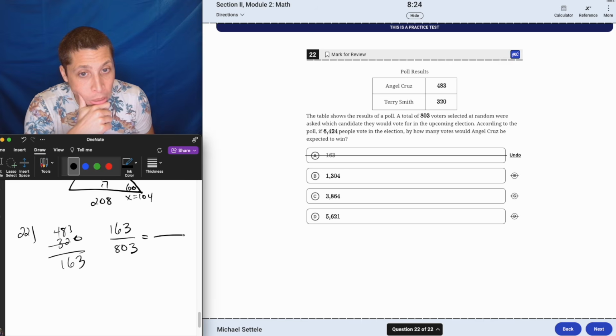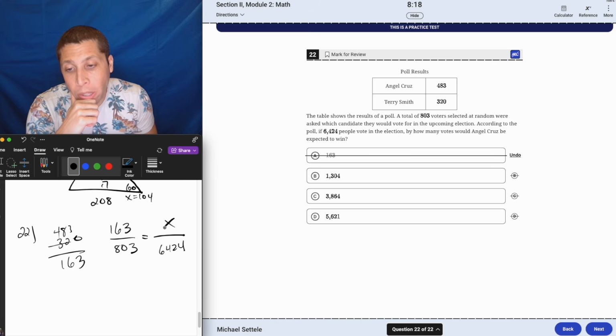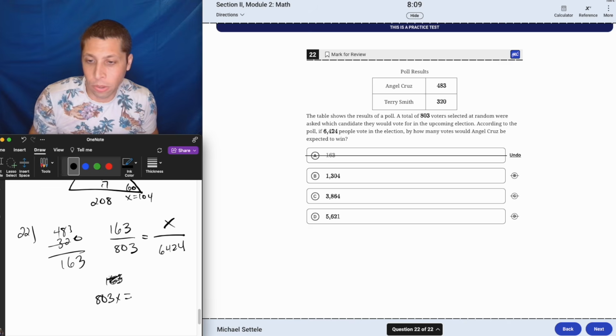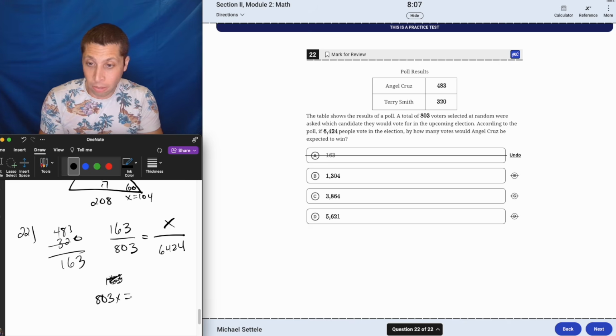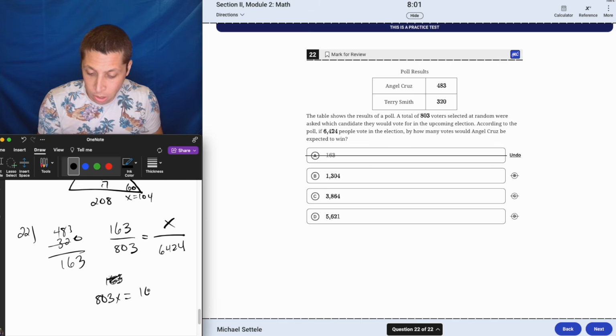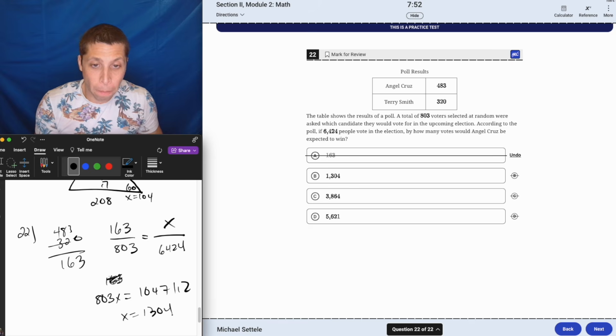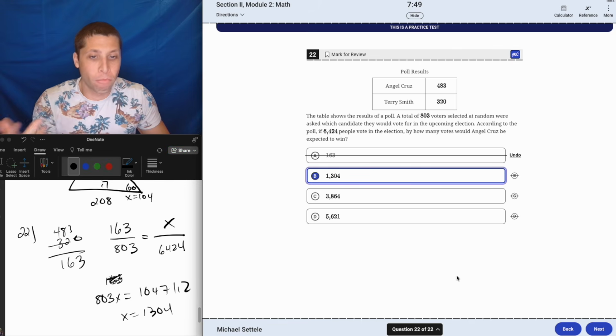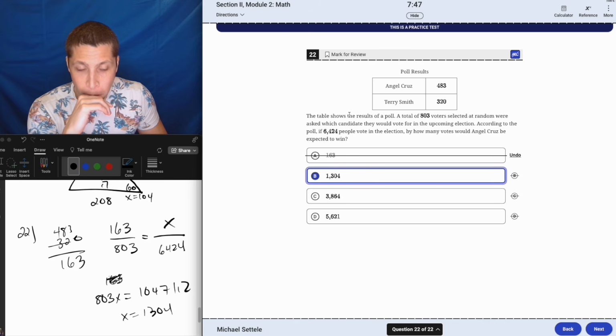But we need to set up a ratio because there's 6,424 people in the entire election. So we want to know what that margin would be out of that. So 163 over 803 equals x over 6424. 163 times 6424 is, oh my gosh, 1,047,112 divided by 803 is 1304. Okay. Yeah. So he wins by 1304.